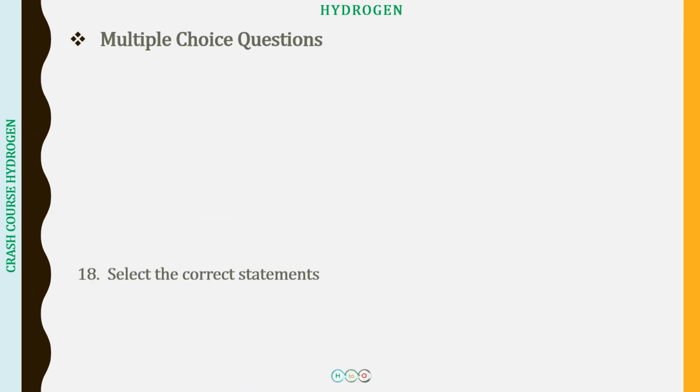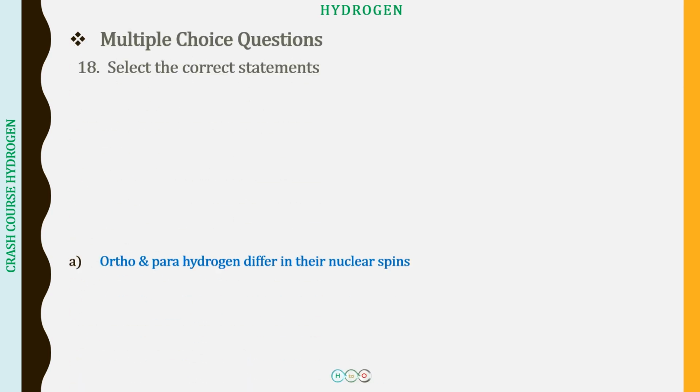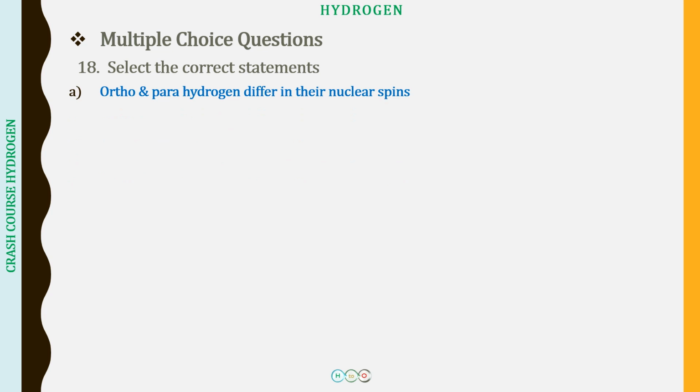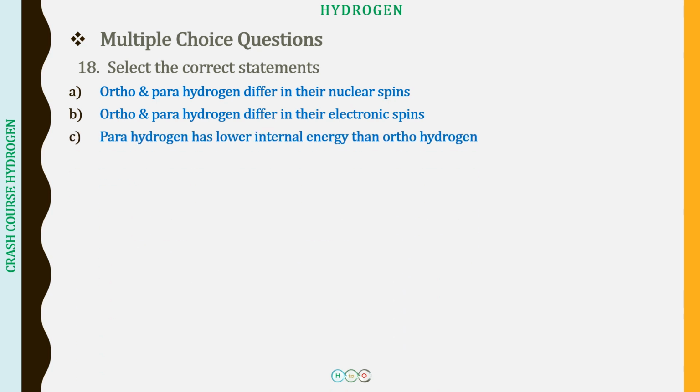Now the next question is: select the correct statements. First, ortho and para hydrogen differ in their nucleus spins. Second, ortho and para hydrogen differ in their electronic spins. Third, para hydrogen has lower internal energy than ortho hydrogen. Fourth, para hydrogen is more stable at lower temperatures.